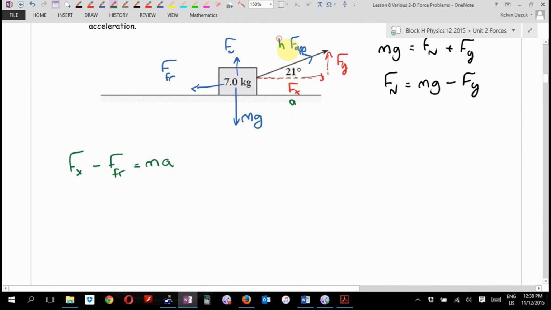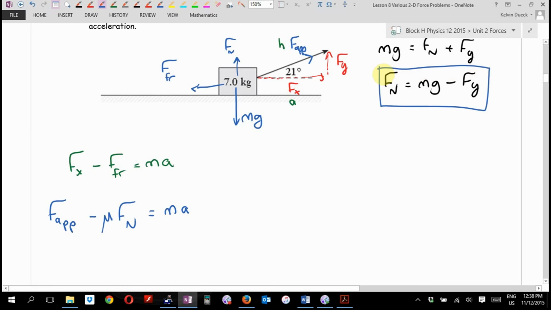Adjacent, hypotenuse, Fx. Of course it is. Now let's change colors, Mr. Duke. I don't know the normal force. Oh, but ooh. I can't go. Oh, wait a minute. There's the normal force.